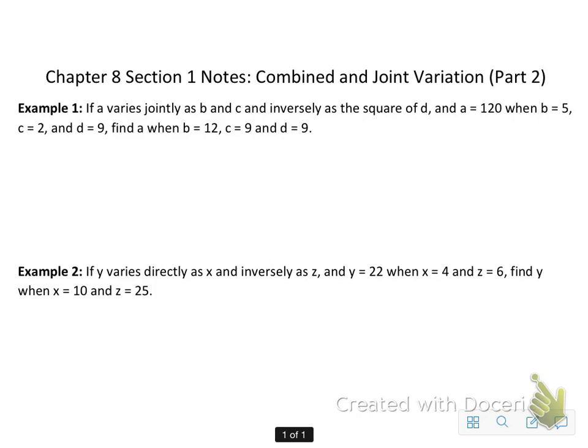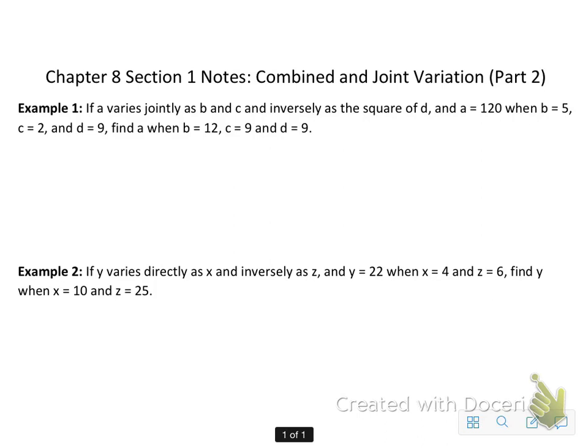So, let's look at example 1. If A varies jointly as B and C and inversely as the square of D, and A equals 120 when B equals 5, C equals 2, and D equals 9, find A when B equals 12, C equals 9, and D equals 9. So we go step by step.